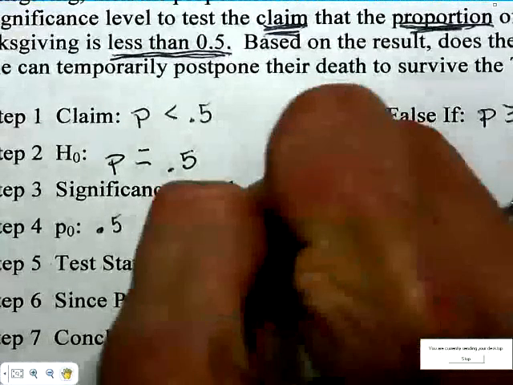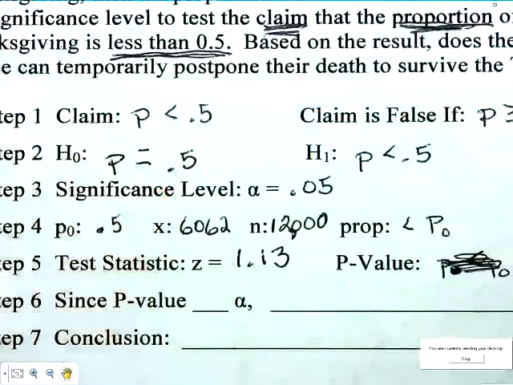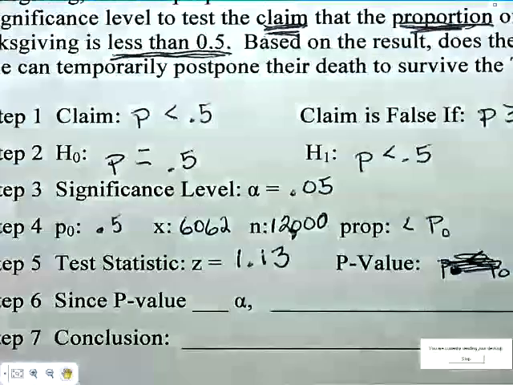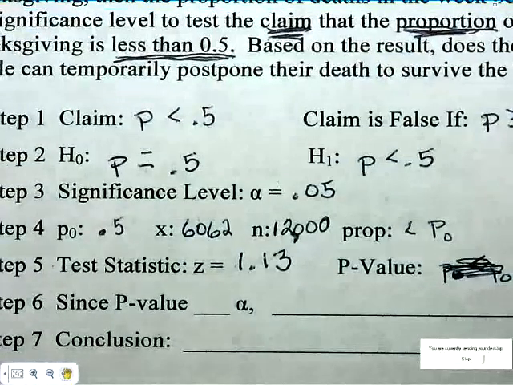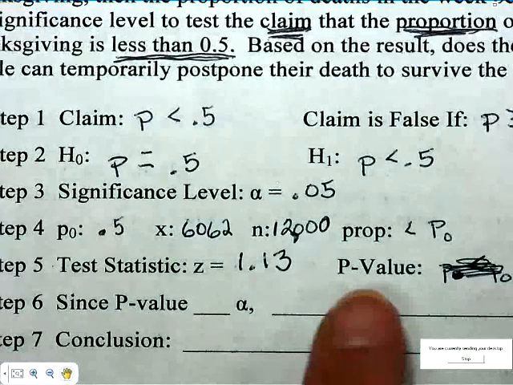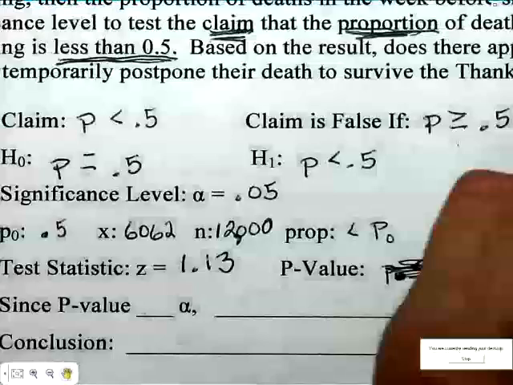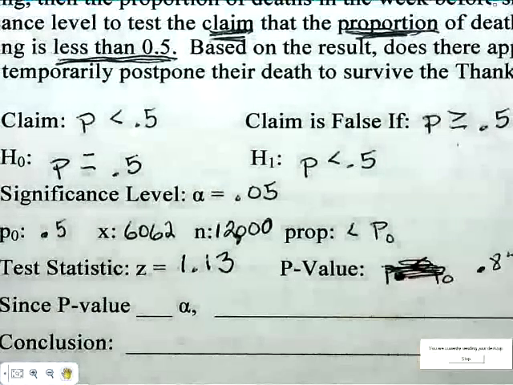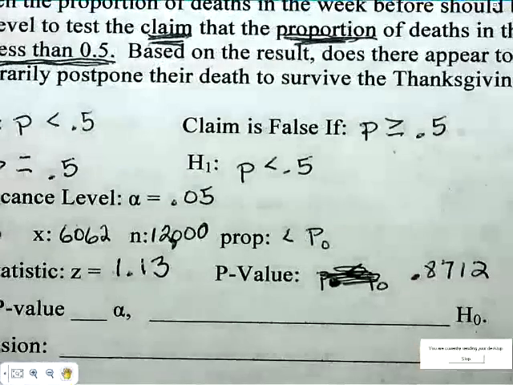Anybody second that? Anybody having trouble getting that? I'll come see what's going on. What are you getting for a p-value? Give me 4 decimal places. Anybody second that? 0.8712. That's a probability.